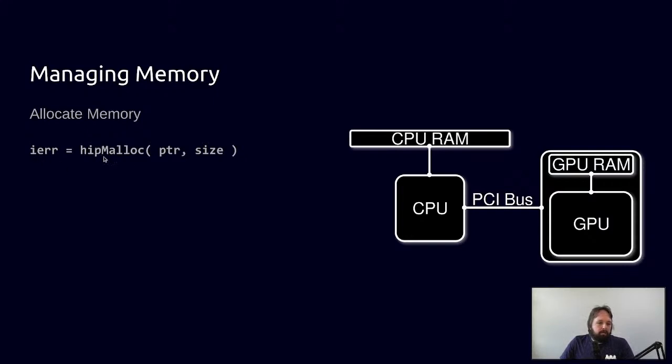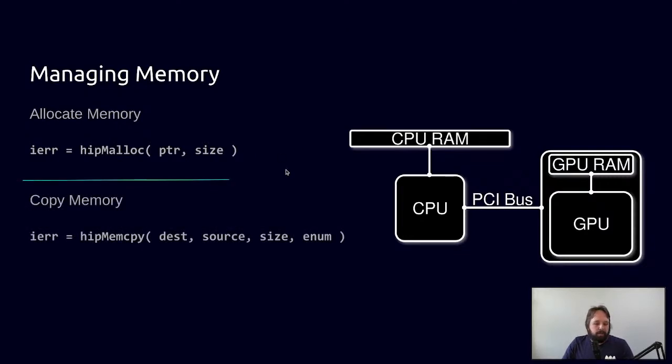The output of hipMalloc and all the HIP API calls in Fortran is going to be an integer error code, which you can choose to handle yourself, or as we'll do in the example today, you can use the provided hipCheck call. It will help you decode those errors, and the basic hipCheck will kill your code if you run into an error. So there's some options there.